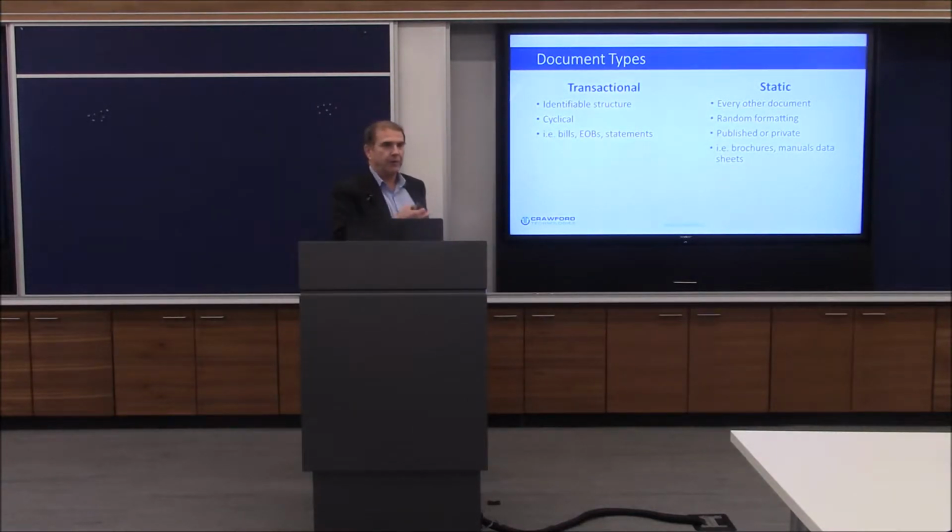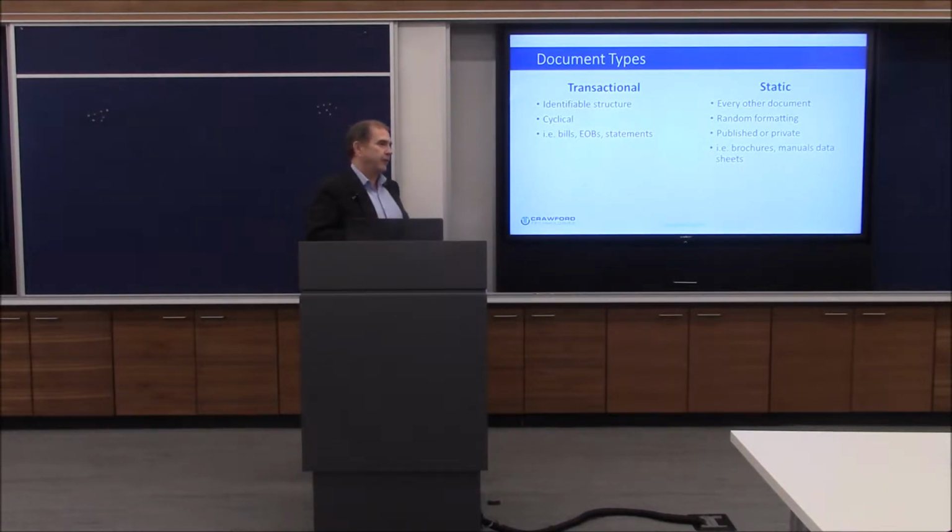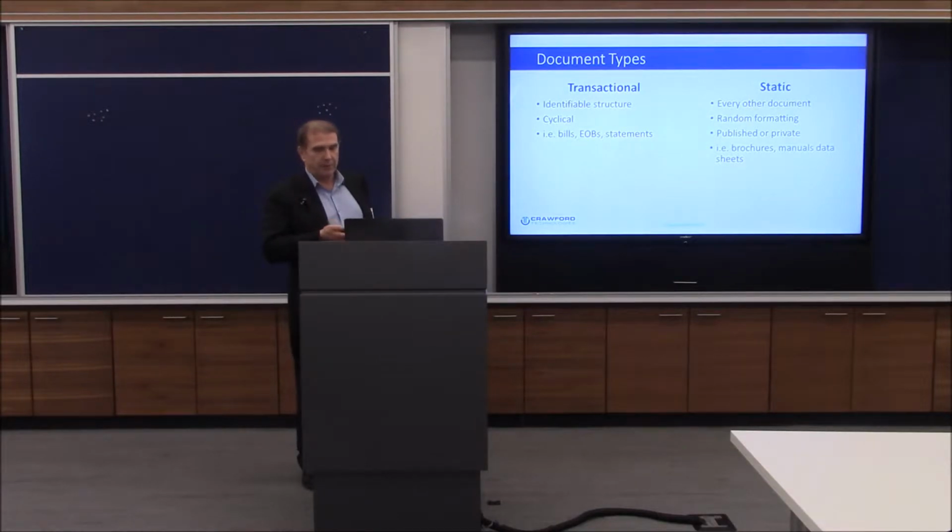Now, we look at it as there's really two types of documents that organizations use. There's transactional, which you people here are very familiar with. Identifiable structure, they're cyclical in nature, bill statements, and so on. And then anything else we consider a static document. Might be documents on a website that are brochures, manuals, data sheets, that sort of thing. The formatting is random, and they could be published or they could be private documents.